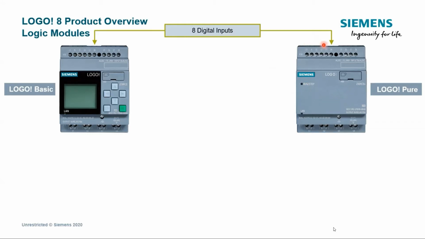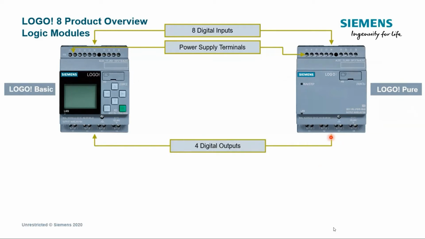And for both of them, always on the top here you have 8 digital inputs, input 1 to input 8. Then here you have the power supply terminals, which supply the voltage to the Logo. On the bottom here you have always 4 digital outputs. Of course, they can be different types. We will see now what the different types of inputs and outputs are. It is not visible, but it is here. Always Logo comes with an Ethernet port for both versions.